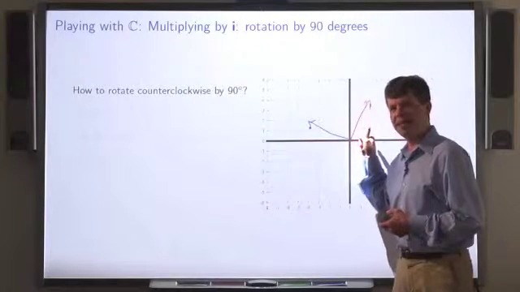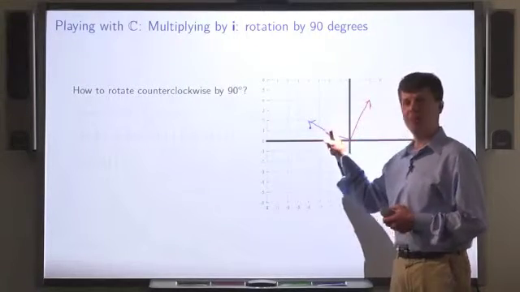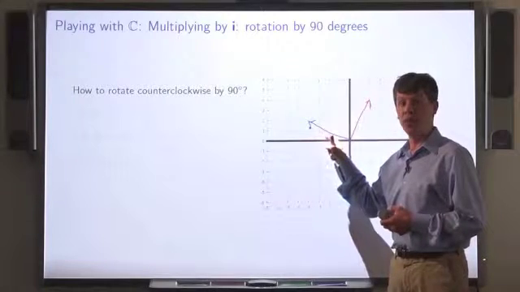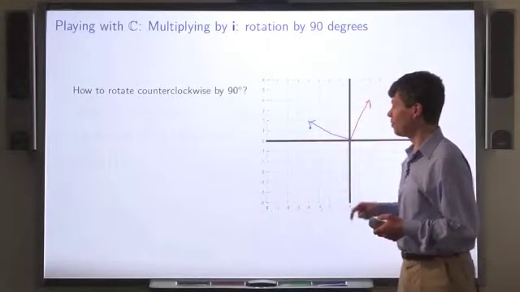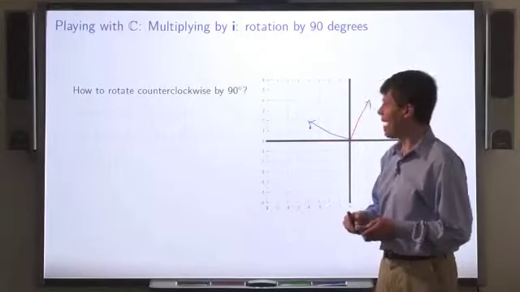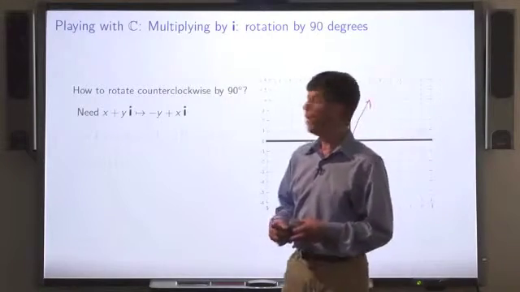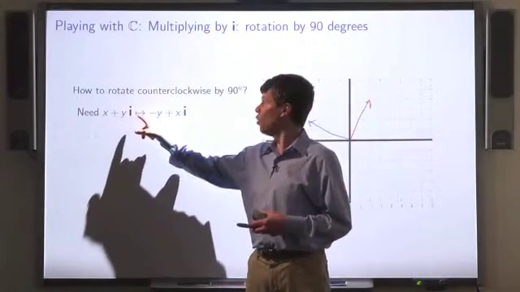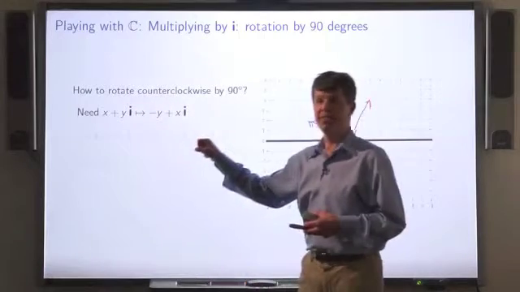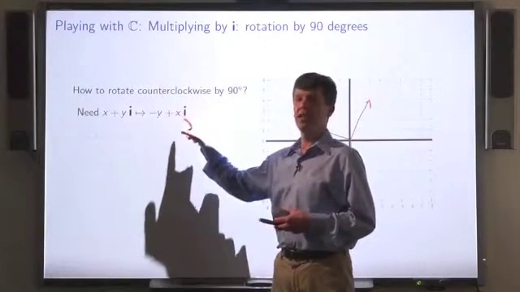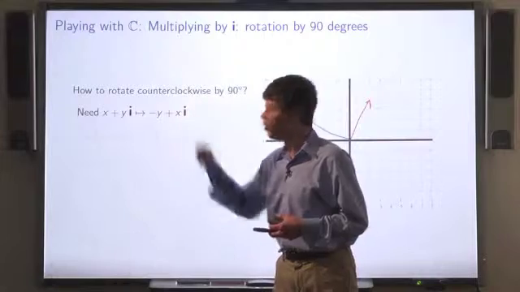This is the complex number 2 plus 4i. This is the complex number minus 4 plus 2i. So we need a way of mapping from the complex number x plus yi to the complex number minus y plus xi. How can we do that?